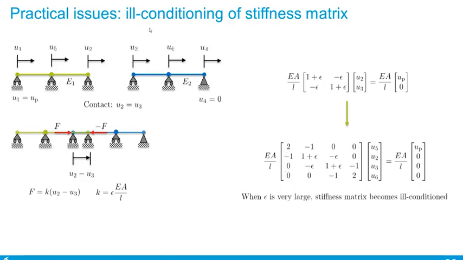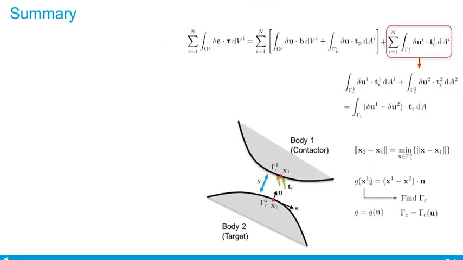This is also the case when you have, let's say, 2 different materials for the 2 bars, and if one of the stiffness is much larger than the other, then you could have some of the terms having very large stiffness compared to the rest of the terms, and then you still have a very ill-conditioned stiffness matrix. So in summary, today we have covered the weak form for contact problems, and we have covered the gap function, which is used to detect the gamma c, which is the contact area.